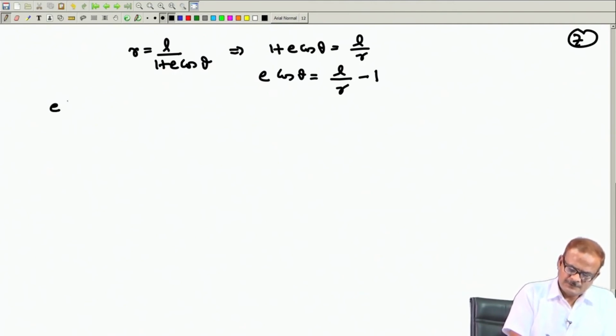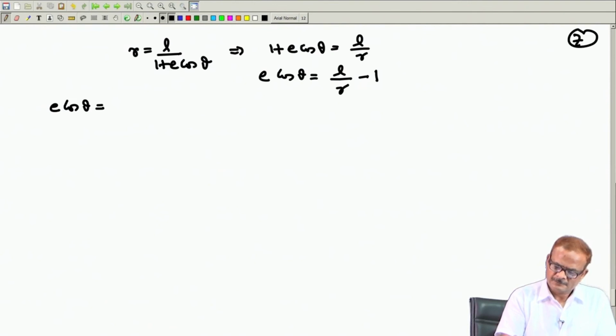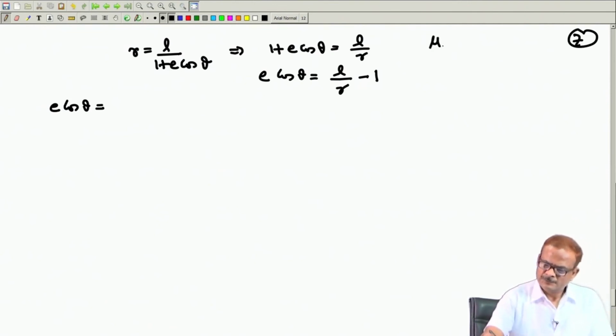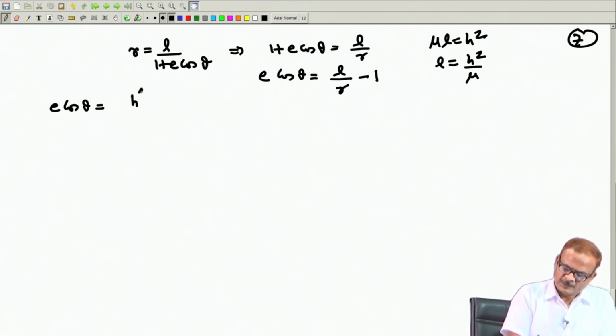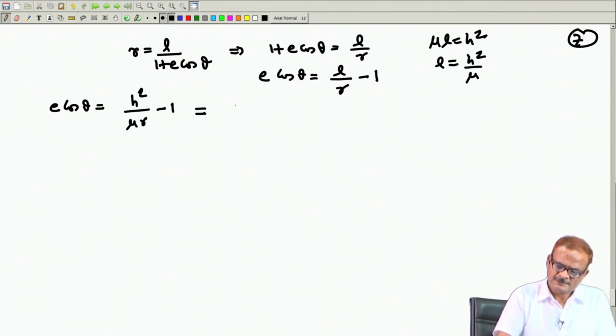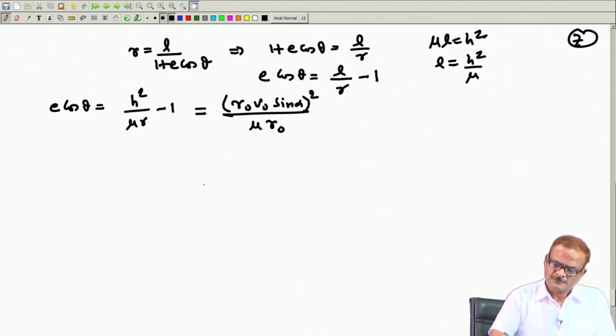So, therefore, E cos theta, now L, if we want to express it in terms of mu and other things, we can do that. So, mu times L equal to h square, and therefore, L will be h square divided by mu. Okay. So, this becomes h square divided by mu r minus 1, and h we are aware of, this is r 0 v 0 sin alpha. So, this will be whole square divided by mu r 0, okay, minus 1.